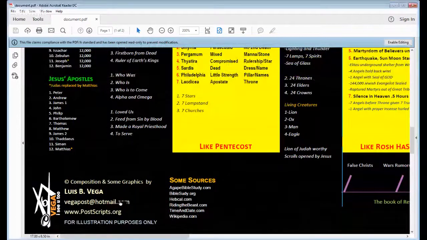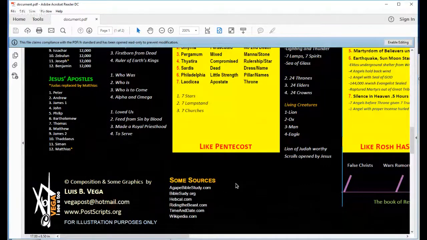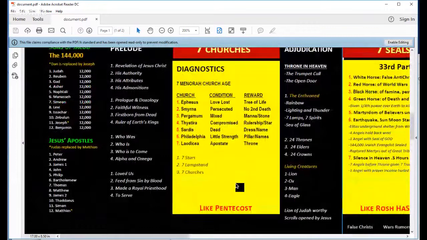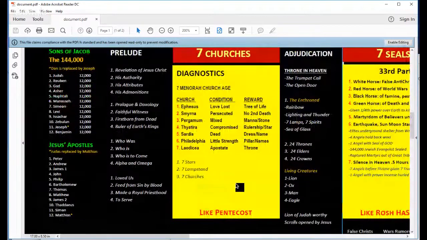Luis Vega, and also other resources that he has. But let's just take a look at some of these details he has. And he has some things that are just kind of notes. They're not part of Revelation necessarily, but kind of derived from it.